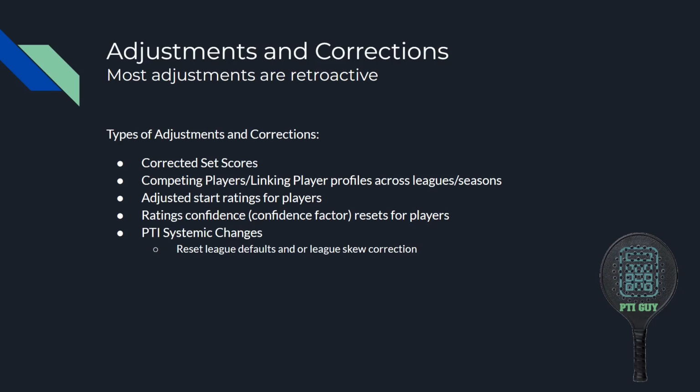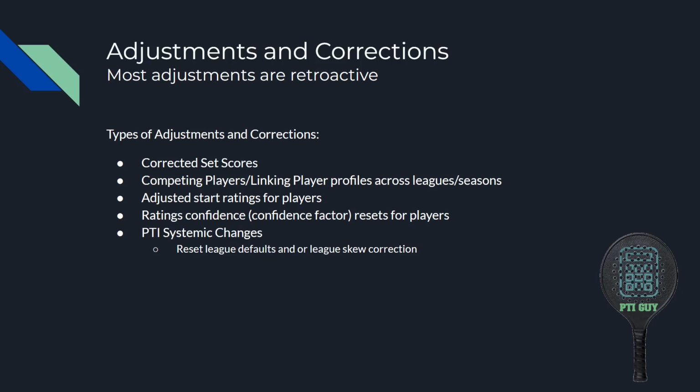There are several types of corrections that can occur. Sometimes they're as simple as corrected set scores or the names of the players competing in the match. Sometimes there's confusion about which player is playing. Sometimes the same player plays in more than one league, or they register for a tournament with a different name, like Rob or Robert. When these issues are discovered and corrected, the match history changes. Other changes can include adjusted start ratings for players, or confidence factor resets for players. These steps are explained in another video, linked below.